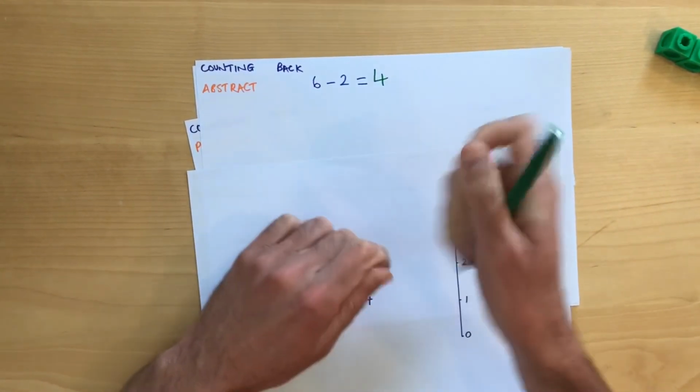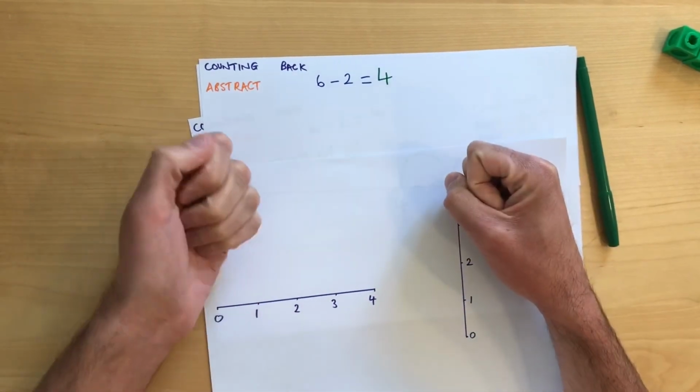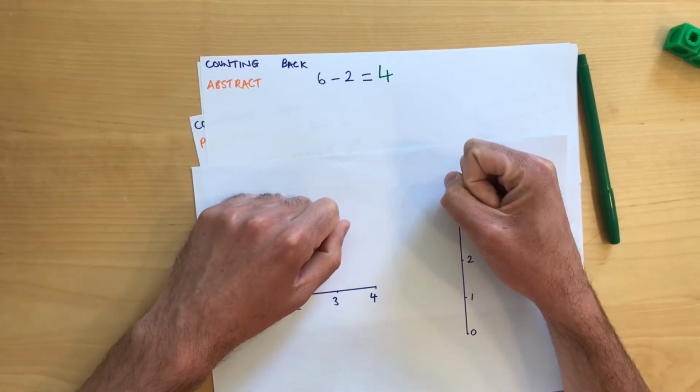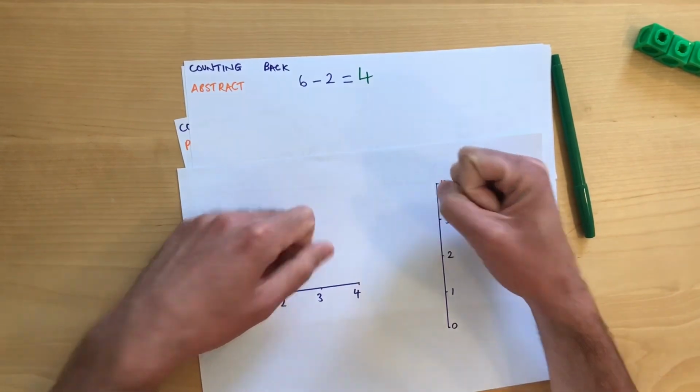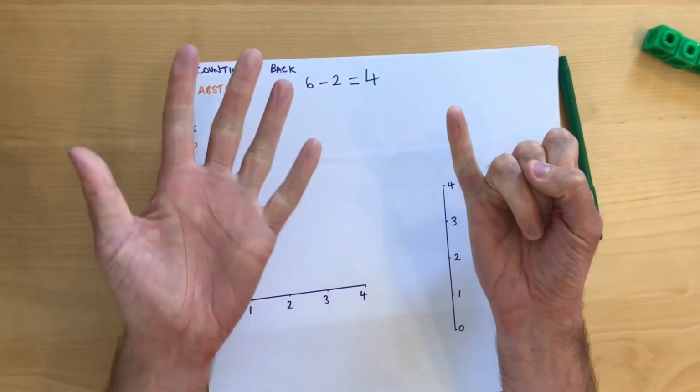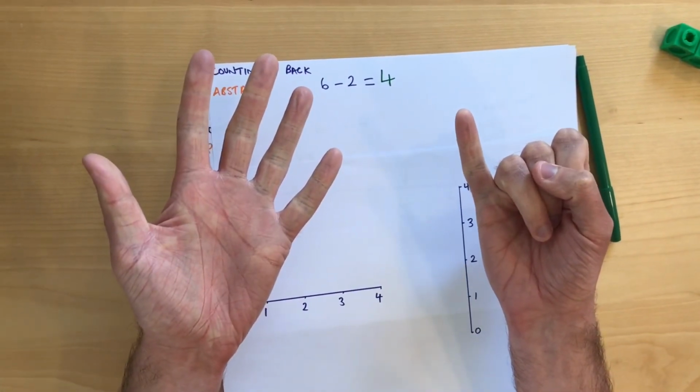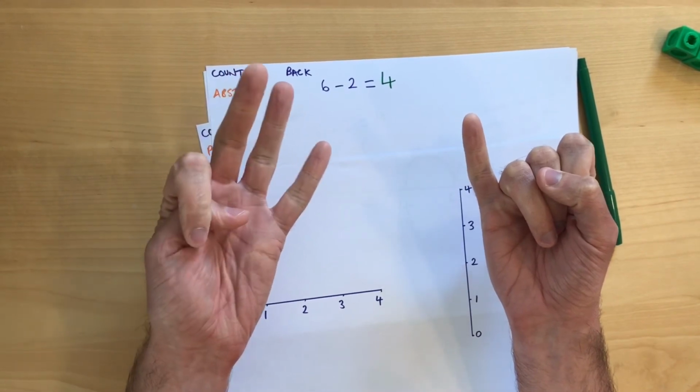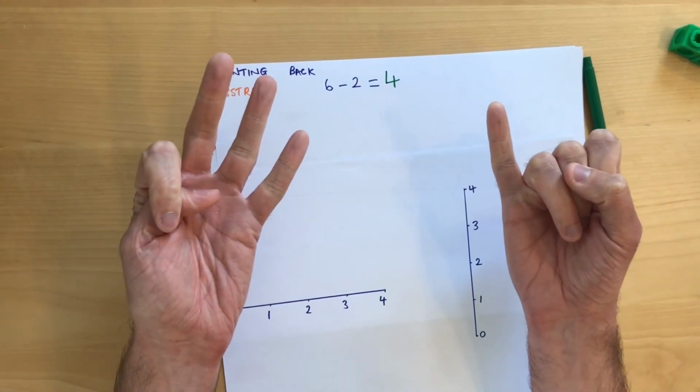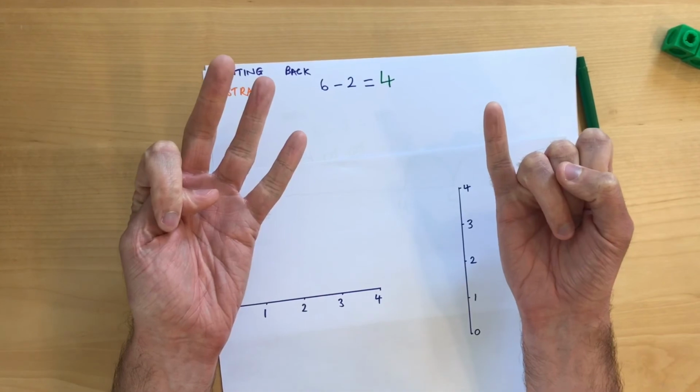You can do exactly the same thing using your fingers, but this time representing tens. 60 subtract 20 equals... You're showing 6 fingers, each finger representing 10, counting back 1 ten, 2 tens, and you've got 4 tens left. So 60 subtract 20 equals 40.